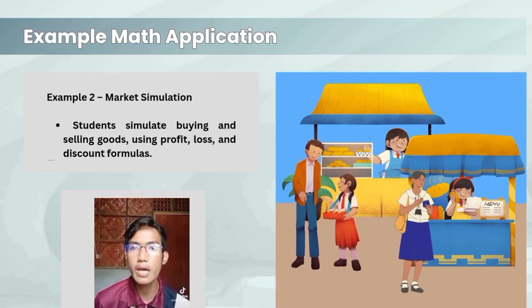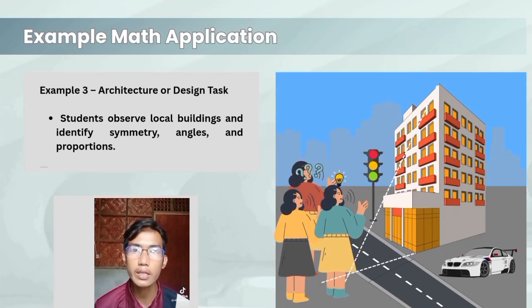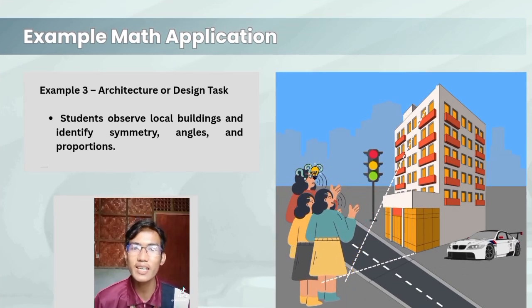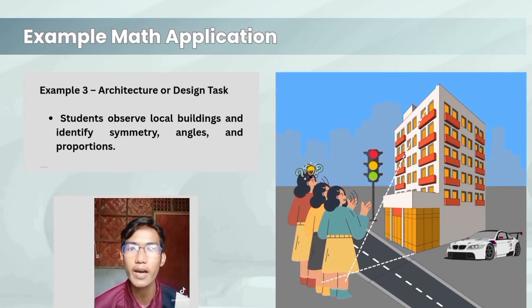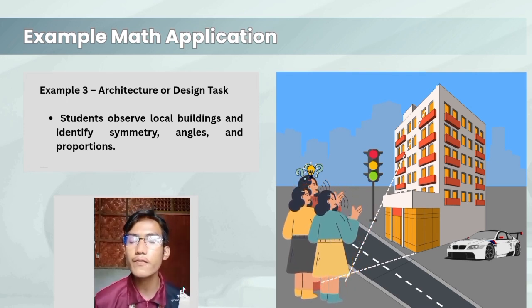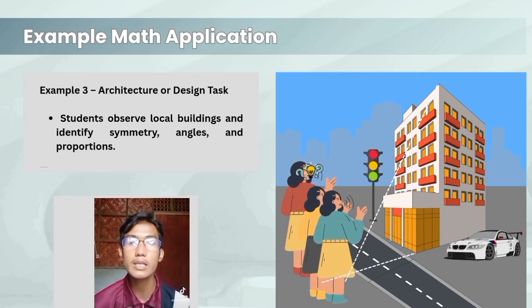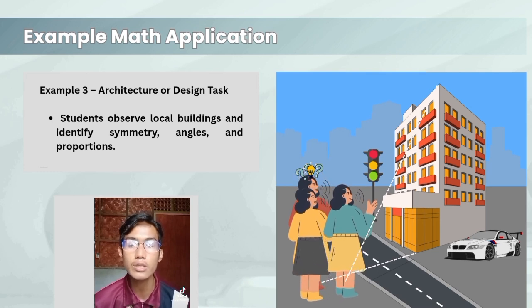So it's a fun and practical way of learning. Okay, the last example is the architecture or design tasks. So students observe local buildings and identify symmetry, angles, and proportions. In this activity, they identify symmetry, angles, and proportions that they see in real buildings, right? So through this, students can understand how mathematical concepts are actually used in architecture and design.